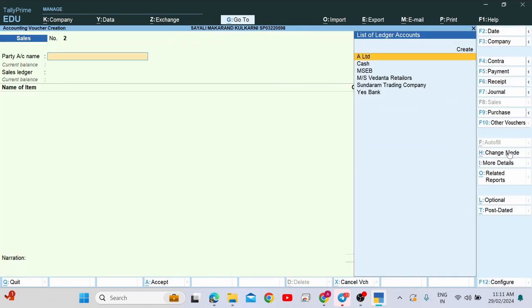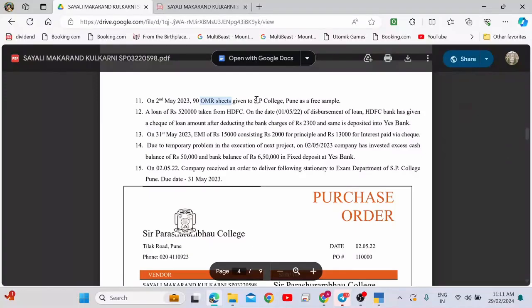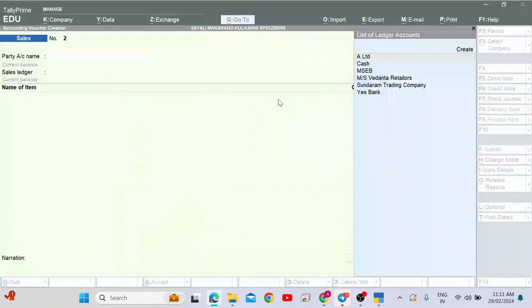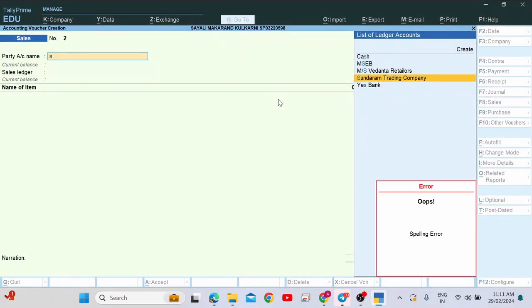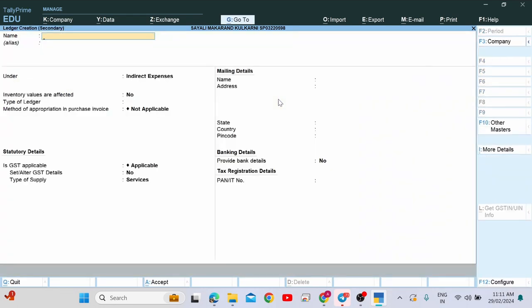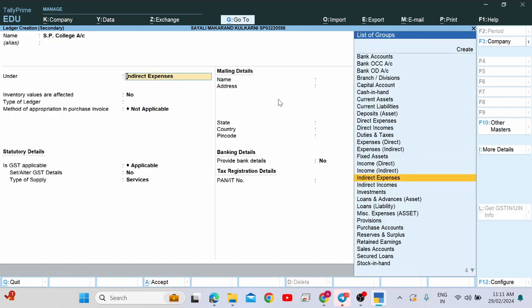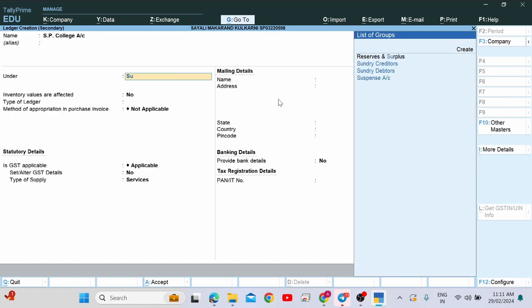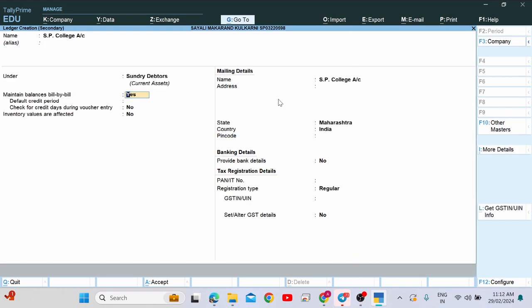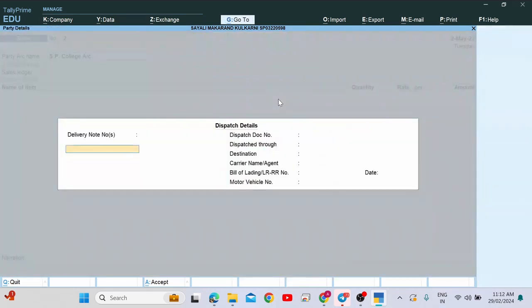After selecting, here you will get the party name, SP College. Is SP College there in the tally, I think not? Therefore simply create the SP College account. Sundry debtors or creditors? Are you purchasing anything from SP College? No, you are selling. Correct. You are giving to SP College, so this should be in debtors. Let's say sundry debtor.